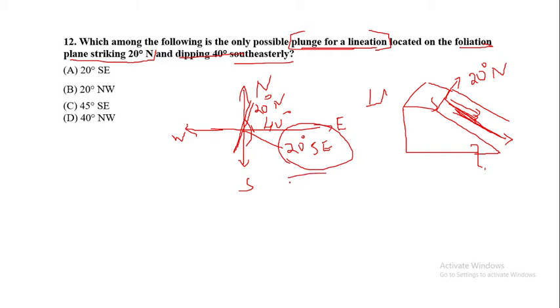So what will be the possible answer for our question? Which among the following is the only possible plunge for the lineation located on the foliation plane of strike 20°, dipping 40°? The only possibility is to have 20° southeast, not 20° northwest, not 45°, and not the other one. It will only possibly fall in this region. Okay.